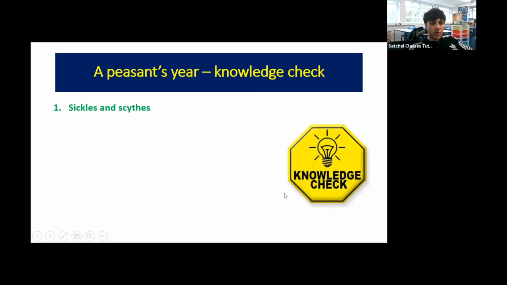So question 1, the two types of tool they used in the main were sickles and scythes to cut the crops and harvest them. Question 2, the most common breakfast was pottage, kind of like porridge. Question 3, they would start work at sunrise. And question 4, two common jobs that they would do if they were not farming during the day could be milling or brewing, so making bread or brewing beer.